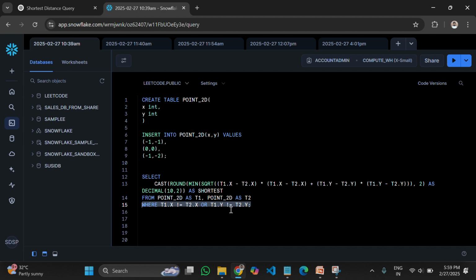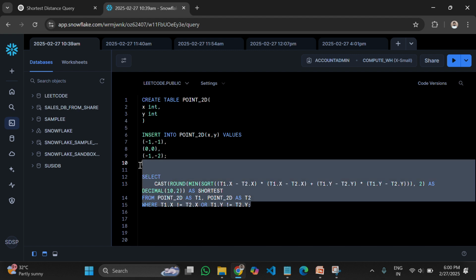Since the query computes distance for all pairs of points, the min function retrieves only the smallest distance, which represents the closest pair of points, and the round function ensures that the shortest distance is displayed with 2 decimal places for better readability and accuracy. Cast is used to guarantee consistent formatting. The result is explicitly cast as decimal 10,2, ensuring that even whole numbers like 1 appear as 1.00 in the output. So let us run this query.